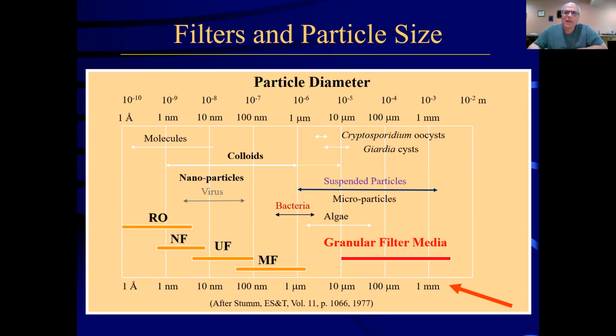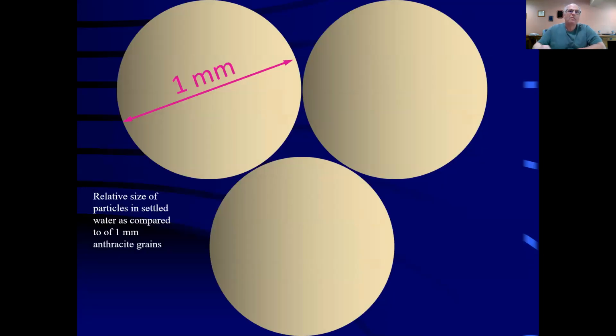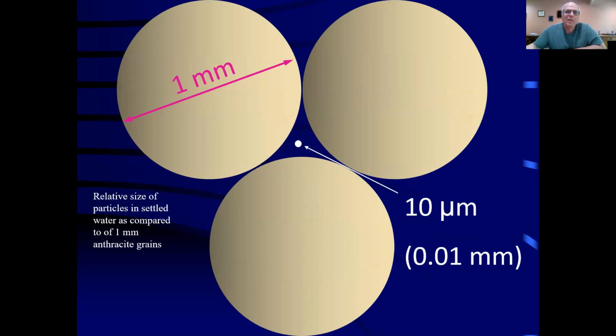So how do filters work anyway? If the particles are this small, how are we able to trap them and take them out of the water with media that's that big, comparatively speaking? Another way to look at it would be this: the relative size of particles in settled water. If you take for granted that these 3 white spheres are 1 millimeter in length, and the typical particle that we're trying to take out of water is about this big, clearly something's going on in the filter that's helping us strain these particles out of water.